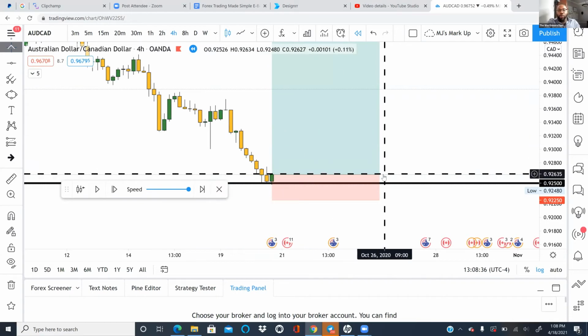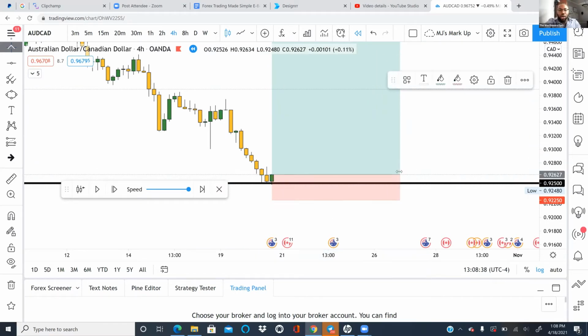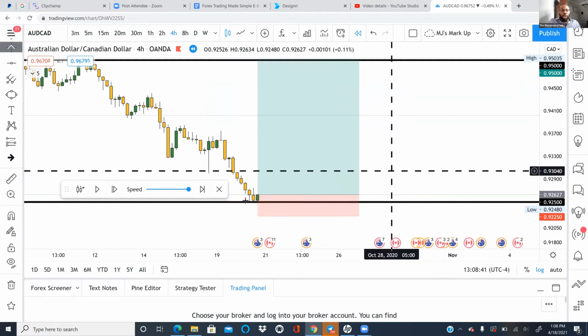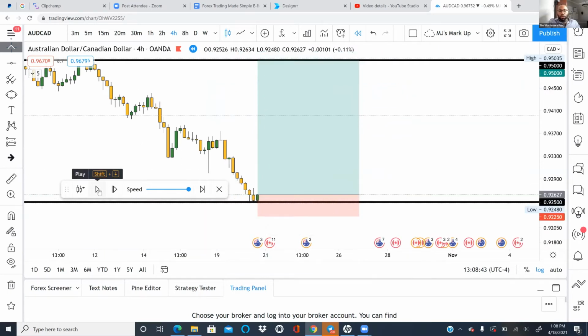So now we just play this out. Let's see if we get stopped out. And if we don't get stopped out, let's see if it actually goes up to our target. Okay, here we go.